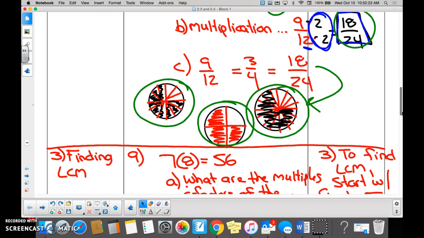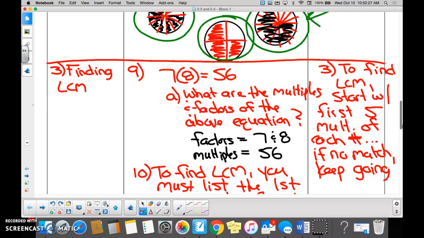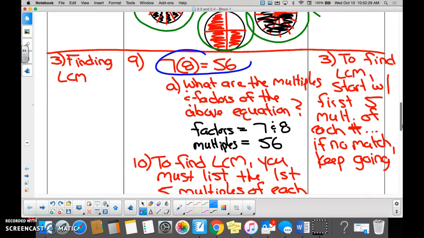Yes, no? Yes. Okay. And then the last thing we did was finding LCMs. In this equation, 7 times 8 equals 56, what do the 7 and 8 represent? Factors. What are the factors of 56? 7 and 8. Does 56 have more than just 7 and 8 as factors? Yes, 56 has a lot more factors, right? But in this equation, those are the two factors we're using.